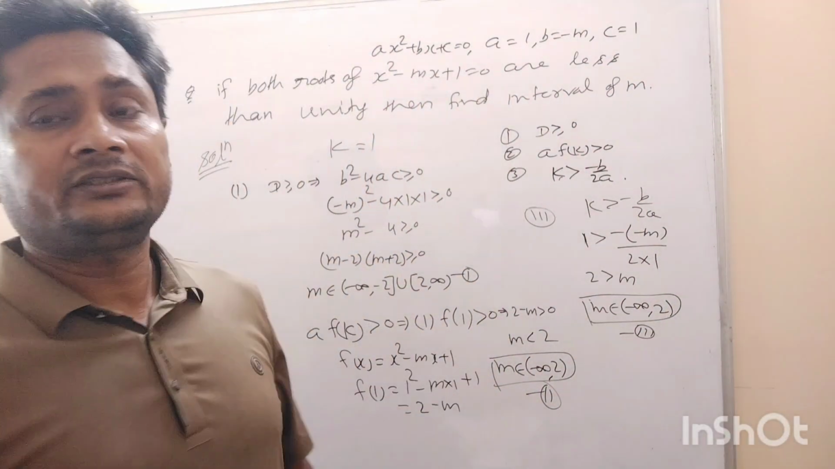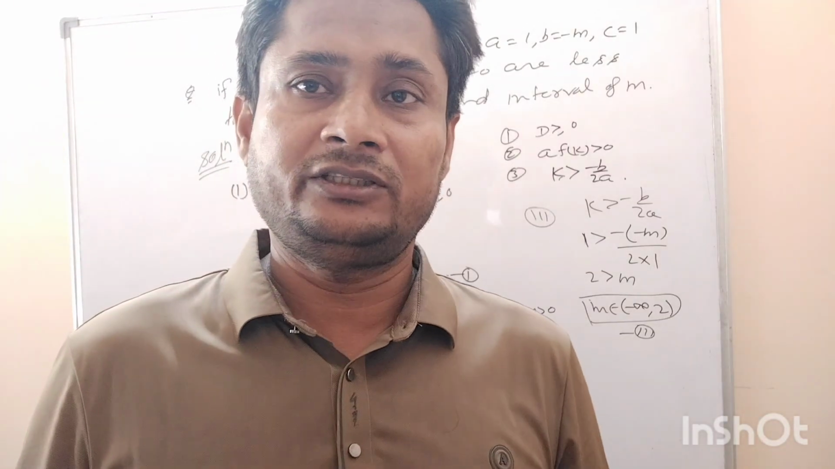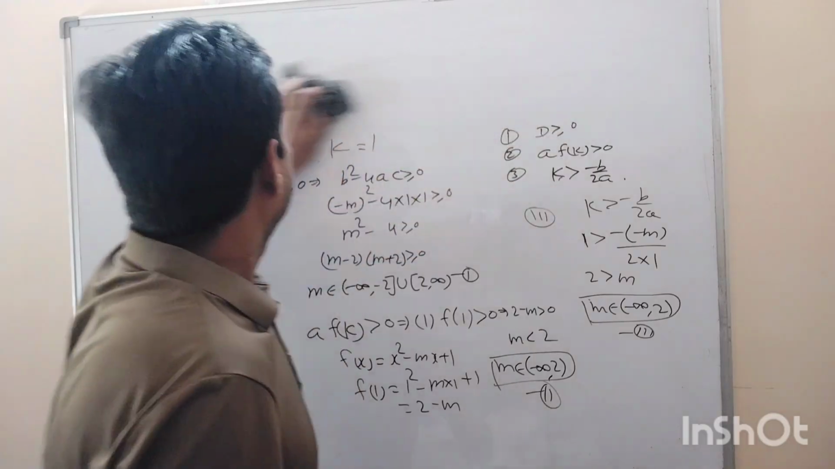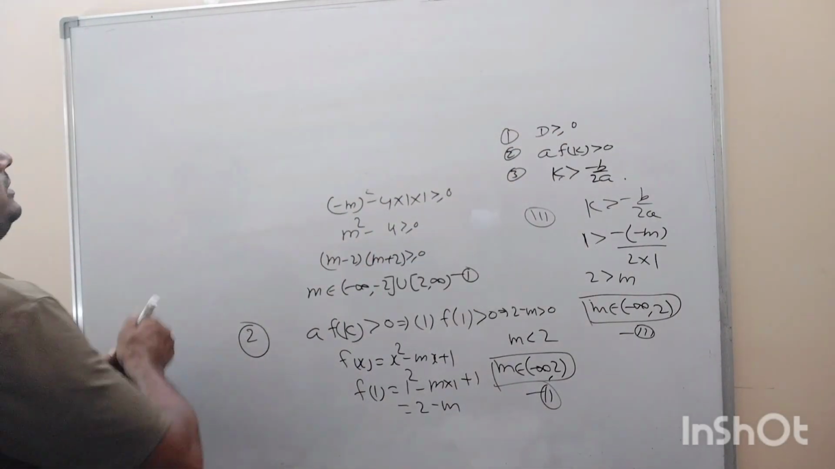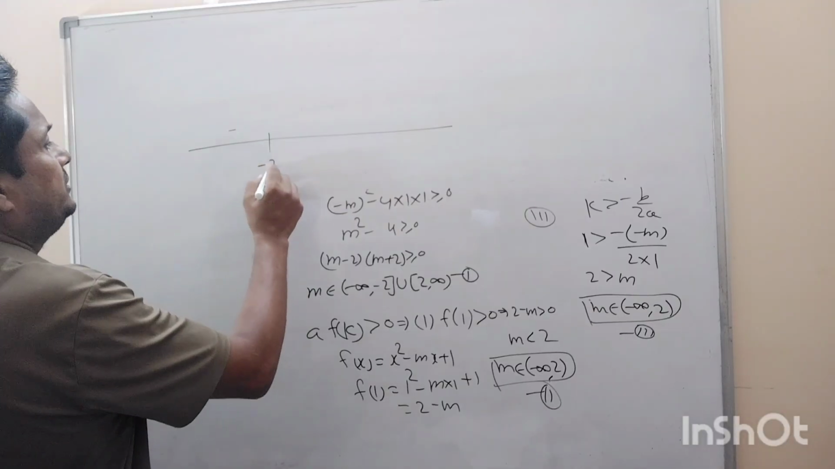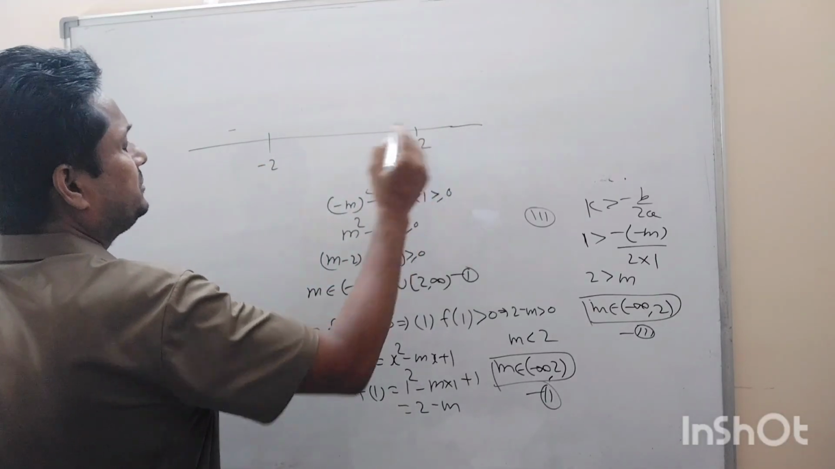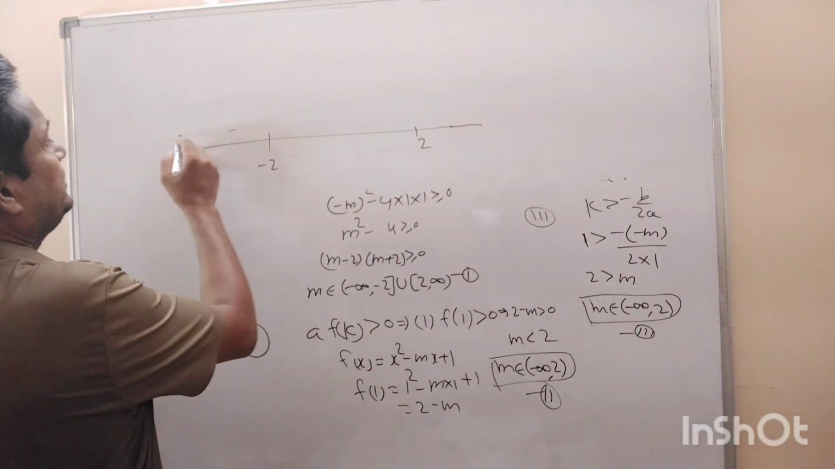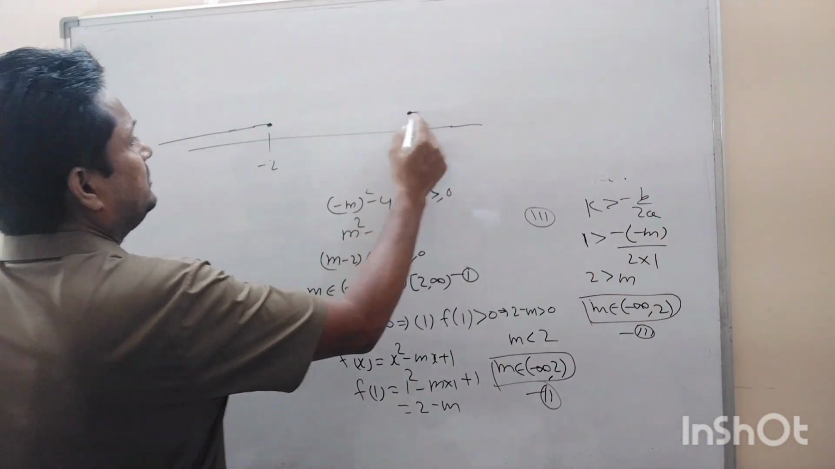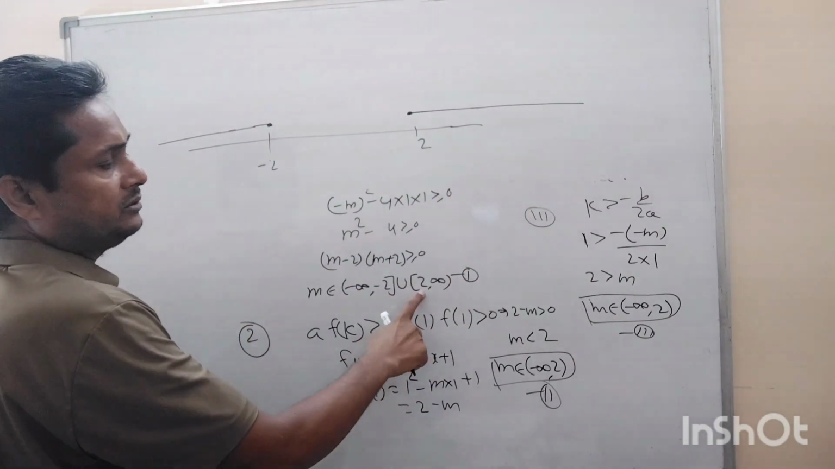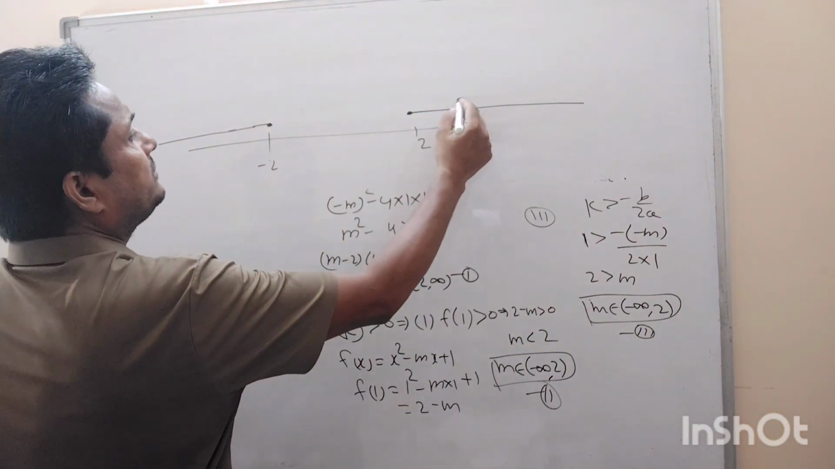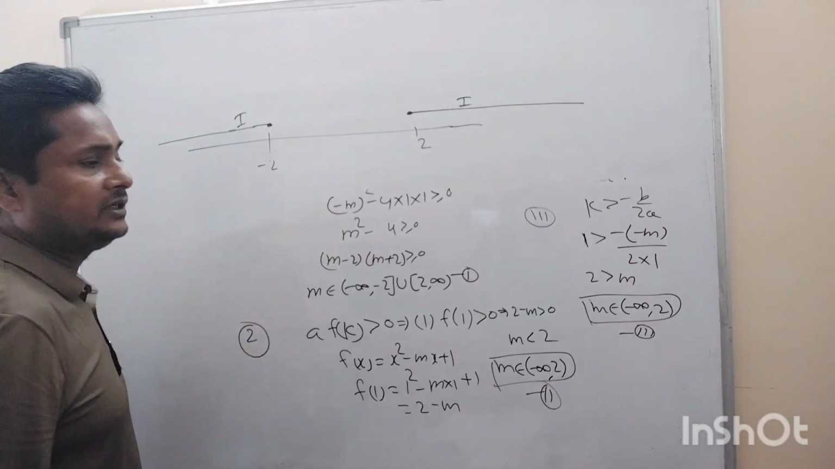Now take the intersection of all these three cases. So what will be the answer? Take intersection. So now this is minus 2 and this is 2. So the first case answer is minus infinity to minus 2 and then 2 to infinity. Minus 2 and 2 both are included, so there is a dot here. So this is the first case answer.